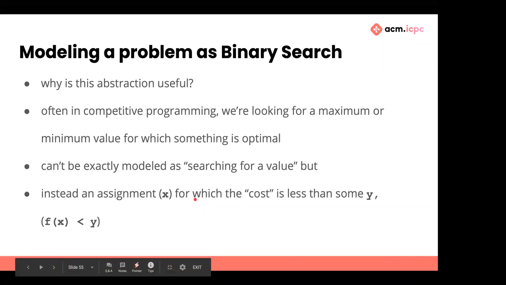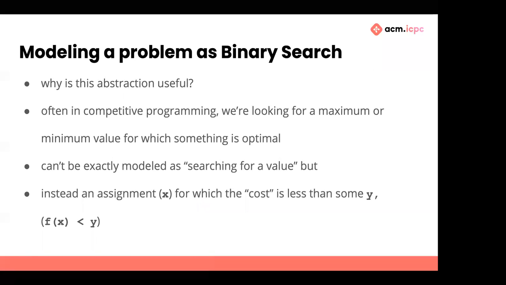Okay, so you might be wondering, why did we go about this roundabout way? Or maybe it's not roundabout, but why did we go about this formal way of showing some sort of function and evaluating some sort of function? The reason I did it this way is because this abstraction is really useful, because often in competitive programming, we're looking for some sort of maximum or minimum value for which something is optimal. So in many times, you're not searching for an exact value, but you're searching for some assignment which minimizes some cost or maximizes some utility. So we're looking for some assignment x such that f of x is less than y.